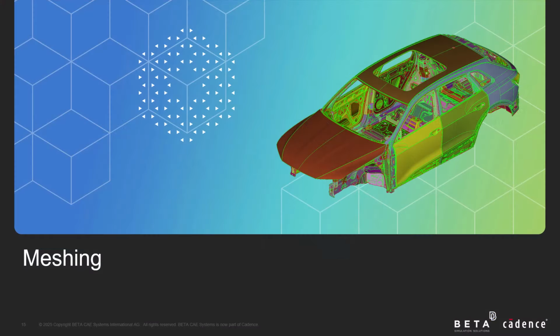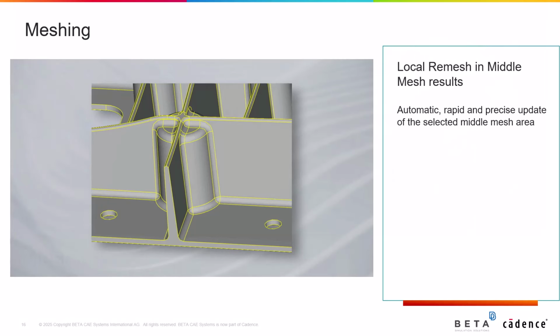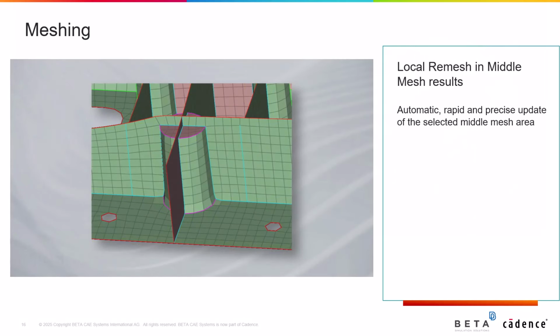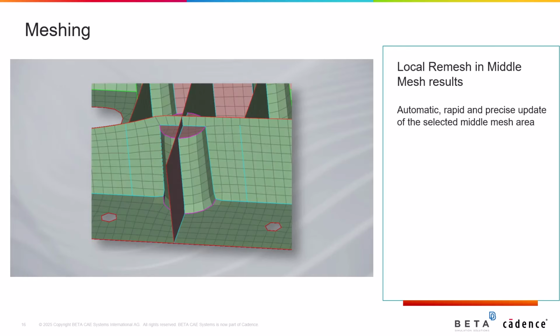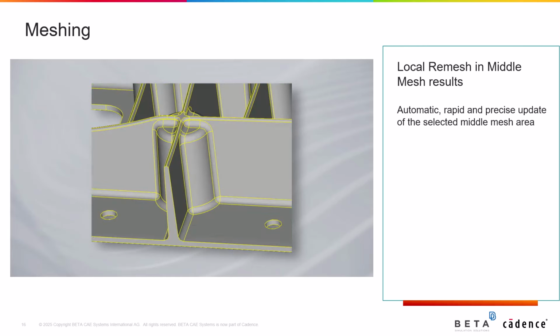Regarding meshing, a new local remesh function has been introduced, enabling the casting tool to run locally with entirely different settings. This allows users to focus on specific areas of the model without the need to run the casting process on the entire part.